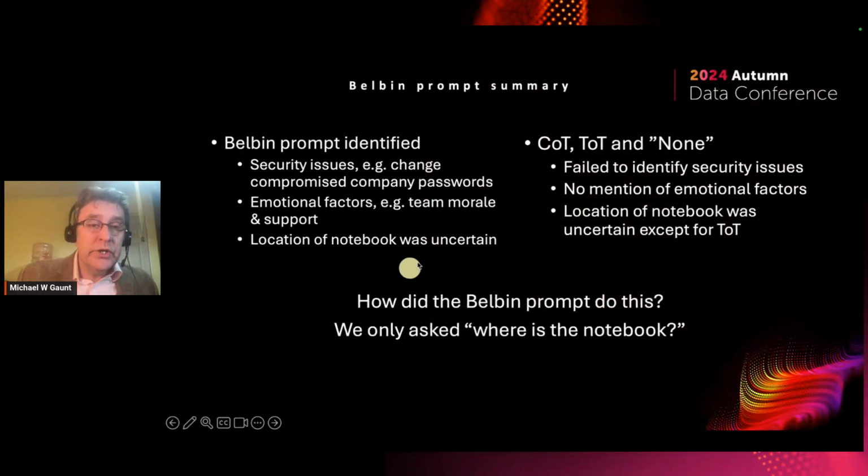So let's just summarize what's happened. The Belbin prompt identifies security issues, and what it's recommending is to change the company passwords, because the accounts have been compromised. You must change your passwords. It also went on to identify emotional factors about team morale and support, although it wasn't quite sure where the notebook was located. Chain of thought, tree of thought, and no prompt failed to identify security issues, made no mention of emotional factors, and the location of the notebook was uncertain except for the tree of thought.